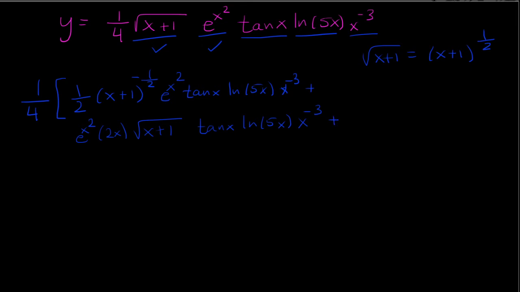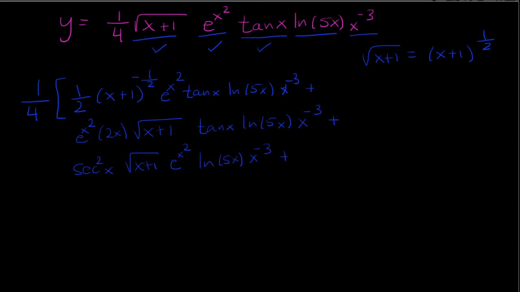Okay, next one we're going to be looking at tangent of x. What is the derivative of tangent of x? That's going to be secant squared. Okay, and then leave everything else the same. So we have square root x plus 1, tangent, e to the x squared, natural log 5x, and x to the negative third.